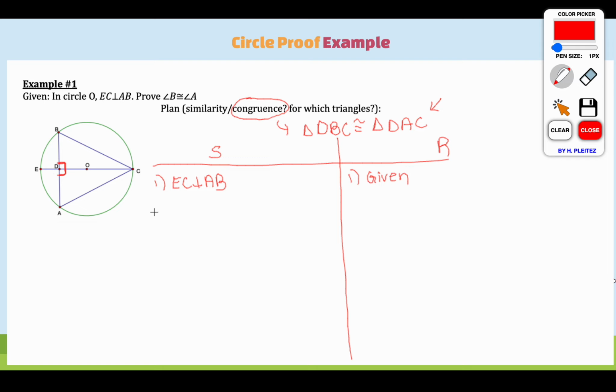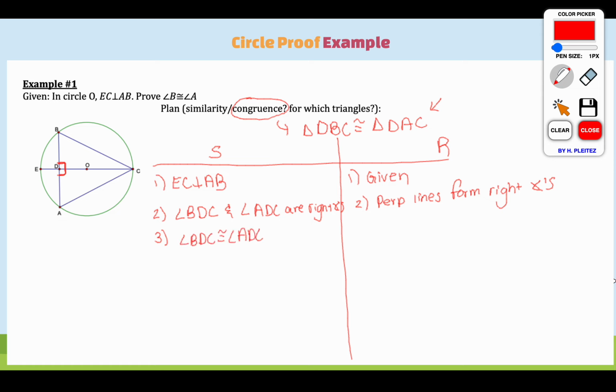So right now, let's go ahead and say angle BDC and angle ADC are right angles, because perpendicular lines form right angles. Now after this, we have our peanut butter and jelly statements. Once we have that two angles are right angles, we need to say that they're congruent. So angle BDC is congruent to angle ADC, and our reasoning there is because all right angles are congruent.